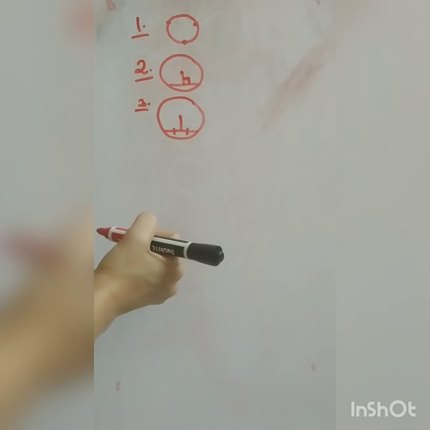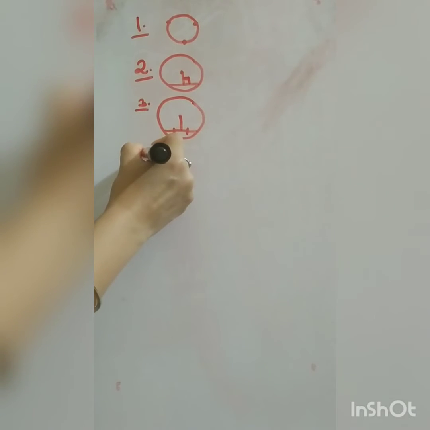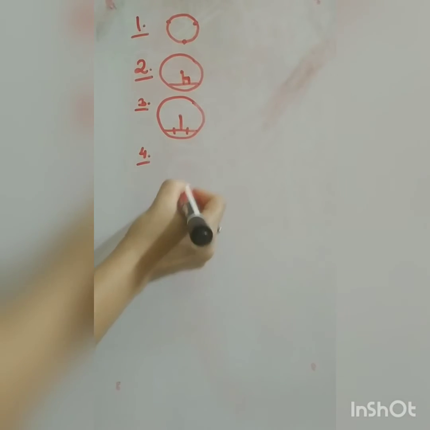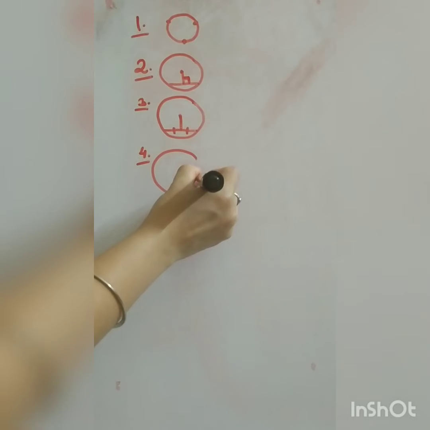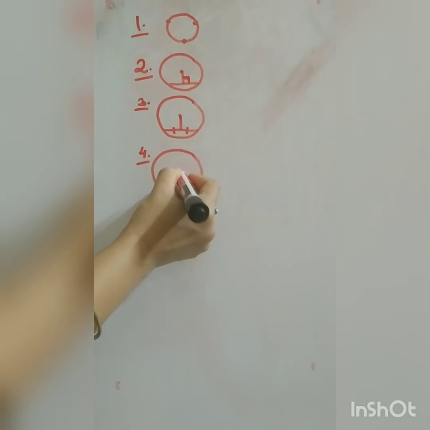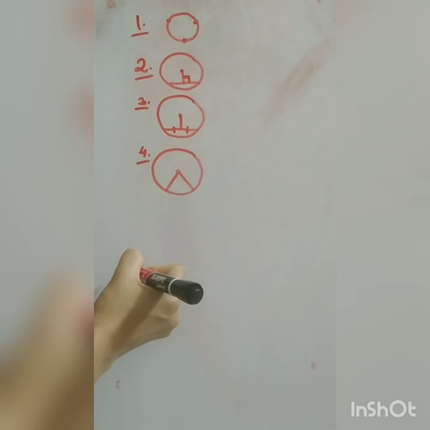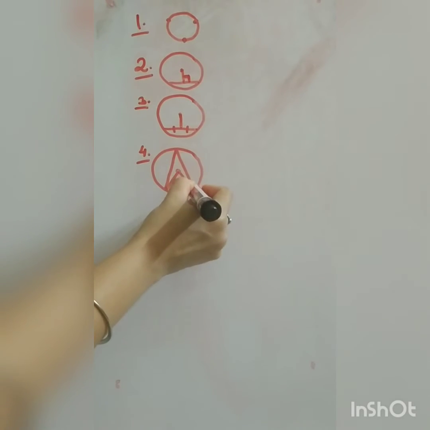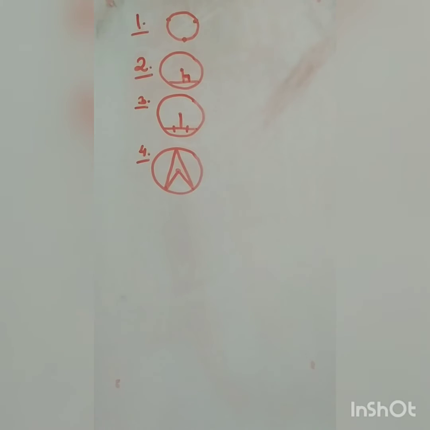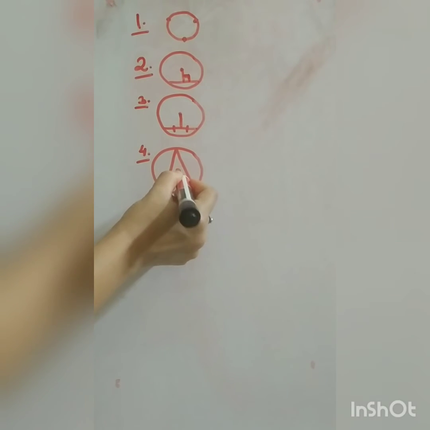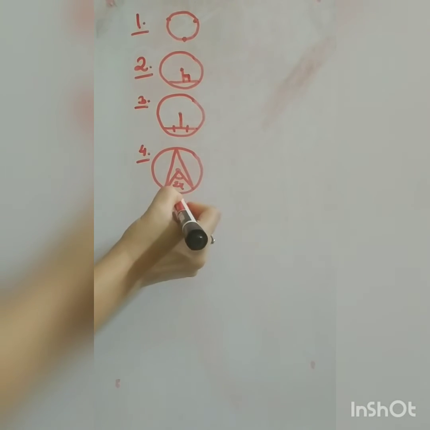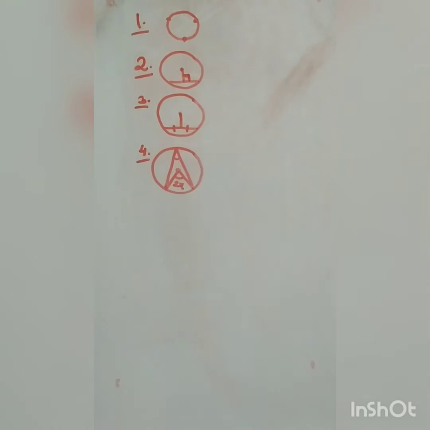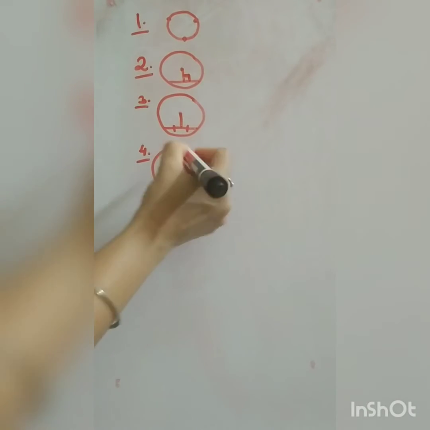Okay. Now we go to the fourth one. The fourth one says, in a circle, the angle at the center, this is the center, this one is the angle at the center, this is double that at the circumference. Okay. So if this angle is 2x degrees, then how much will this angle be? This angle will be x degrees.